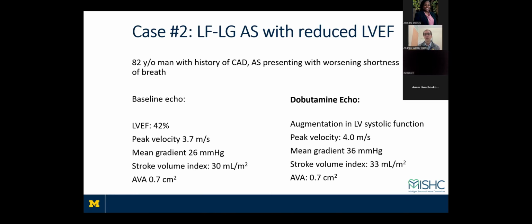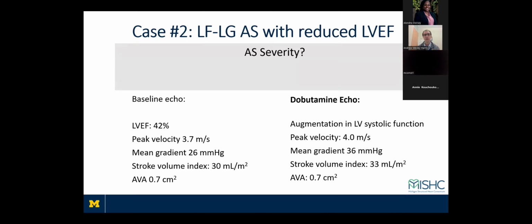So again, we do a dobutamine echo for this patient, and he did have significant augmentation in systolic function. In fact, it normalized with dobutamine. His peak velocity increased up to 4.0 meters per second with a mean gradient up to 36. His stroke volume index also increased up to 33, but the aortic valve area remained low at 0.7 centimeters squared. So what would be the severity that we would apply for this patient?